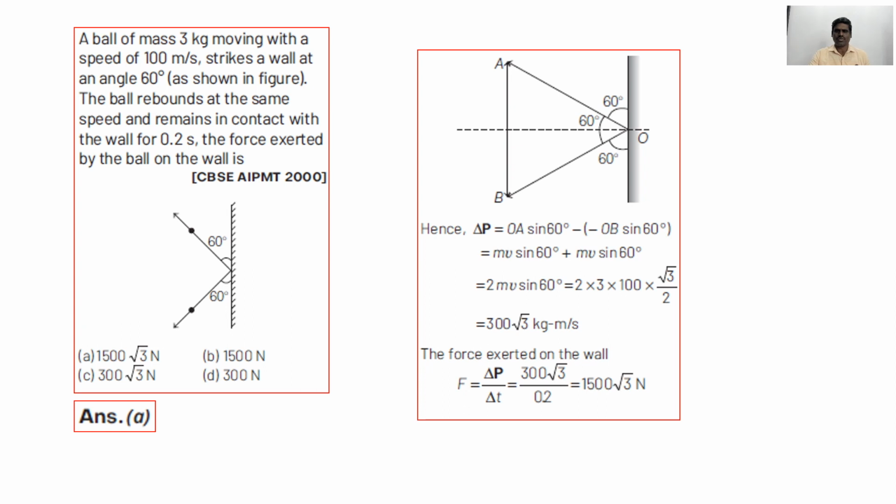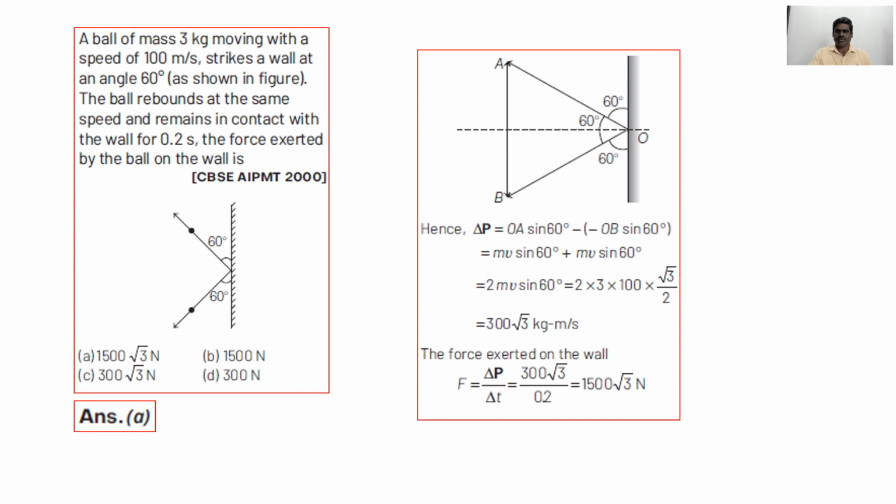Change in momentum equal to OA sin 60 minus OB sin 60. Assuming OA is the initial momentum and OB is the final momentum. And here the cos 60 cosine component is equal and opposite, getting cancelled, and mv sin 60 degree minus mv sin 60, so 2 mv sin 60. 2 into m 3 kilogram, velocity 100 meter per second, and sin 60 degree is root 3 by 2. On simplifying, change in momentum equal to 300 root 3 kilogram meter per second.